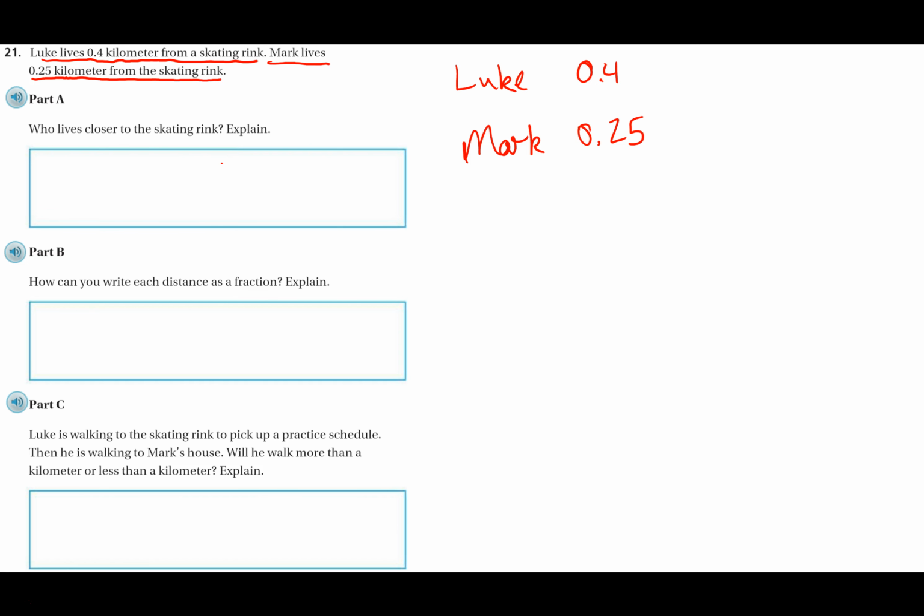Closer would have to mean, of these two, which one has to go a smaller distance? So we want to compare these two numbers, and the smaller number is the person that lives closer, because a smaller number means a closer distance. So let's go ahead and compare these. We have our decimals already lined up. If you don't, I would rewrite those numbers out with those decimals lined up.